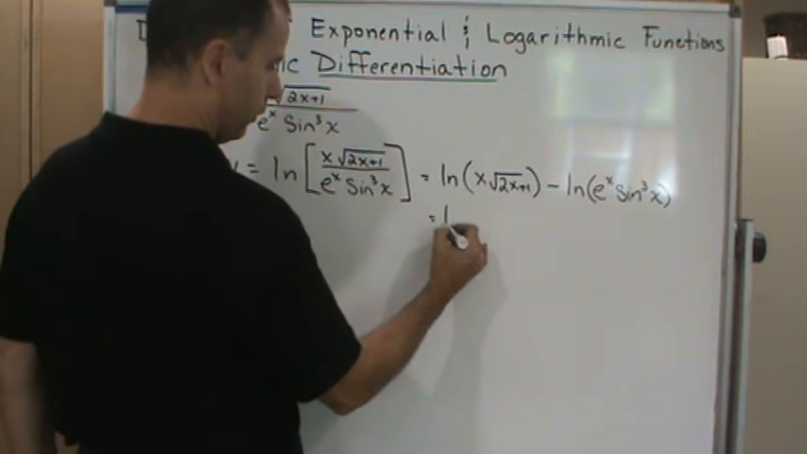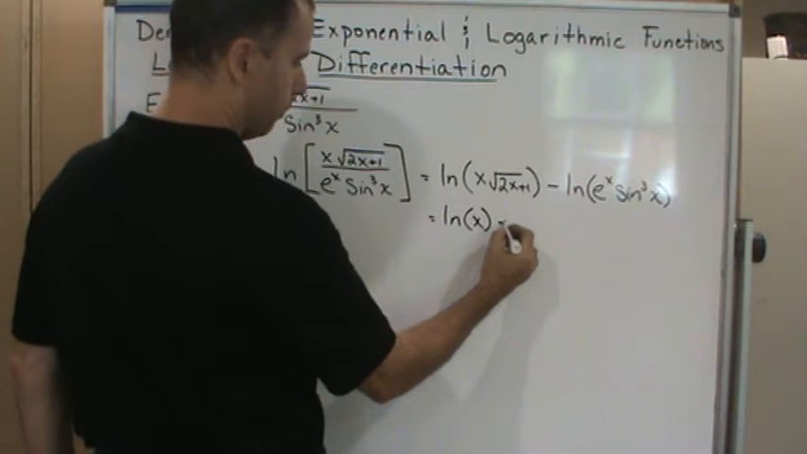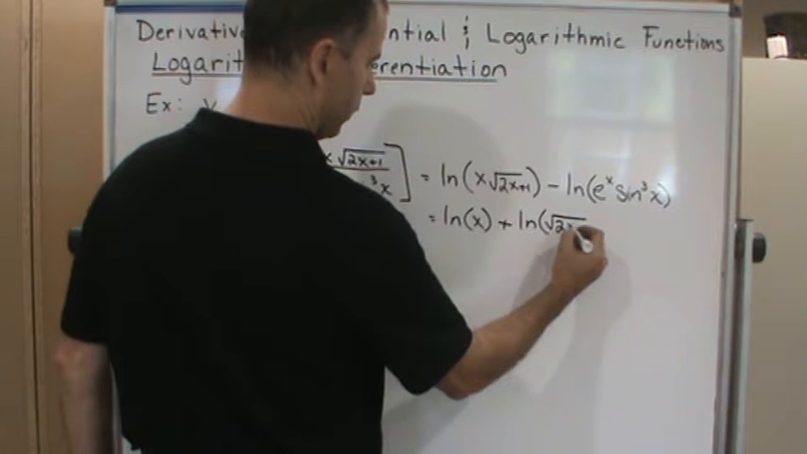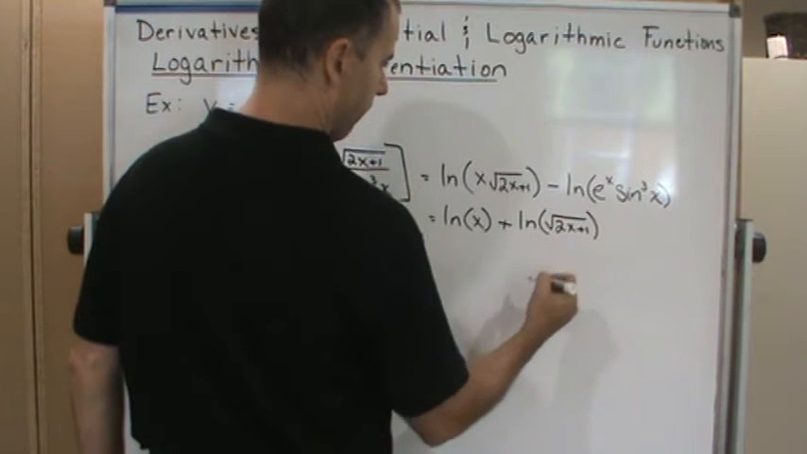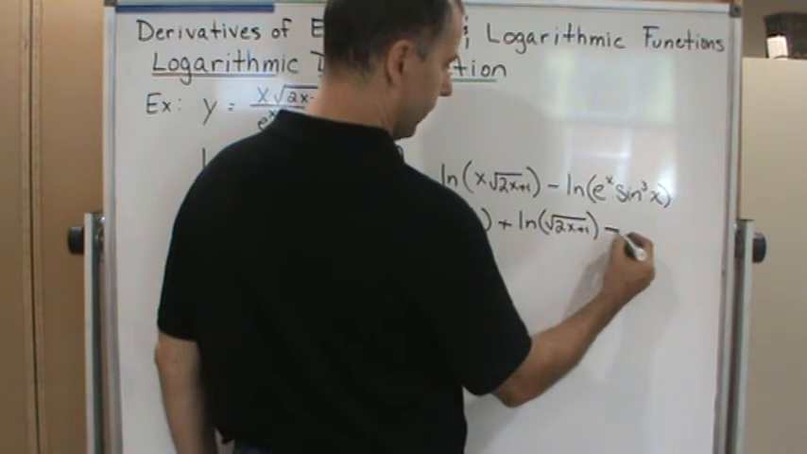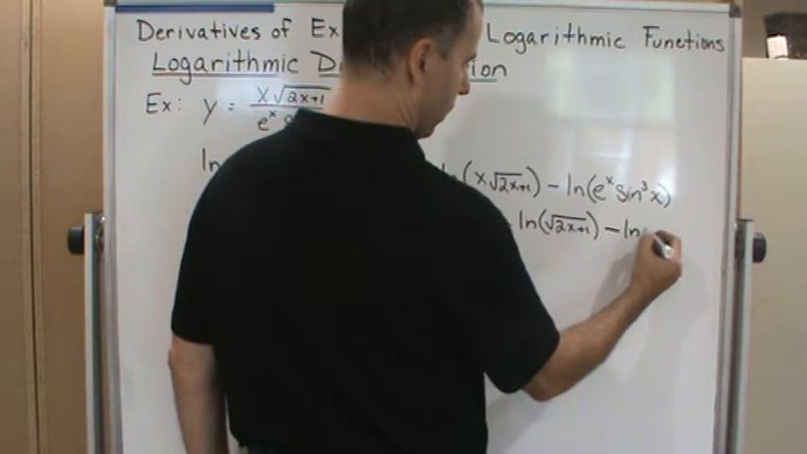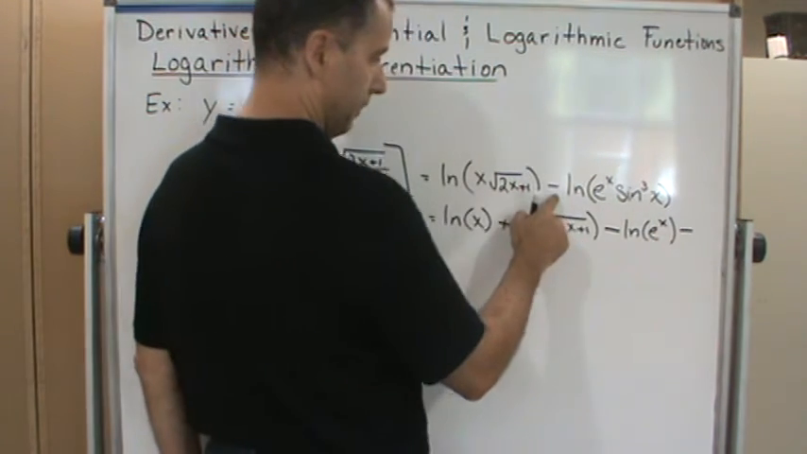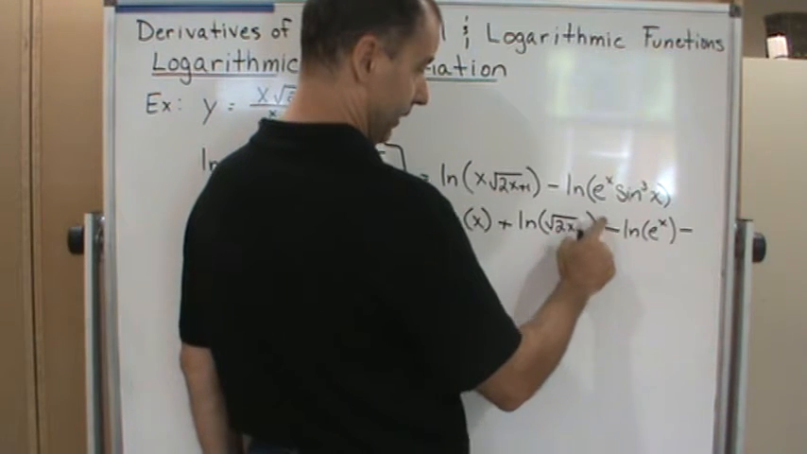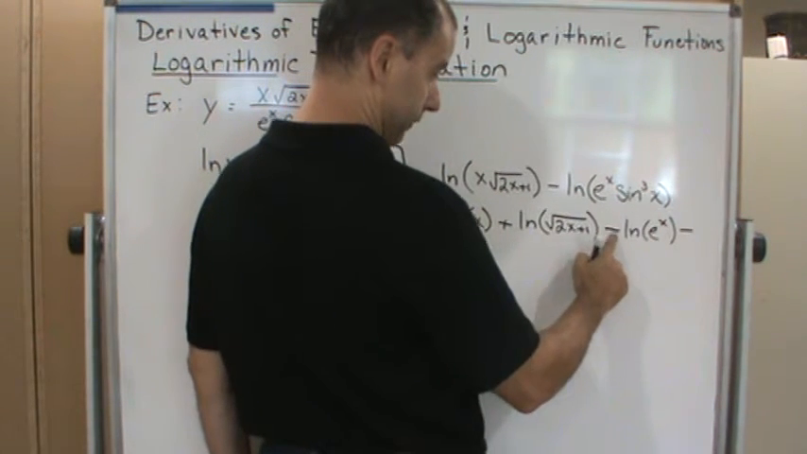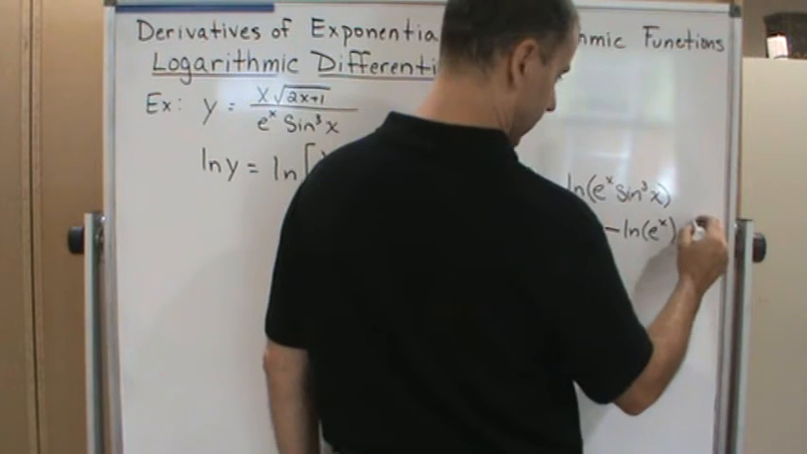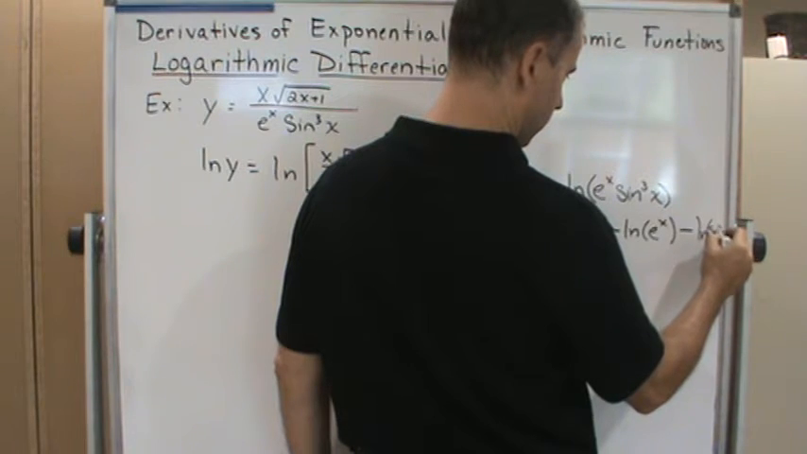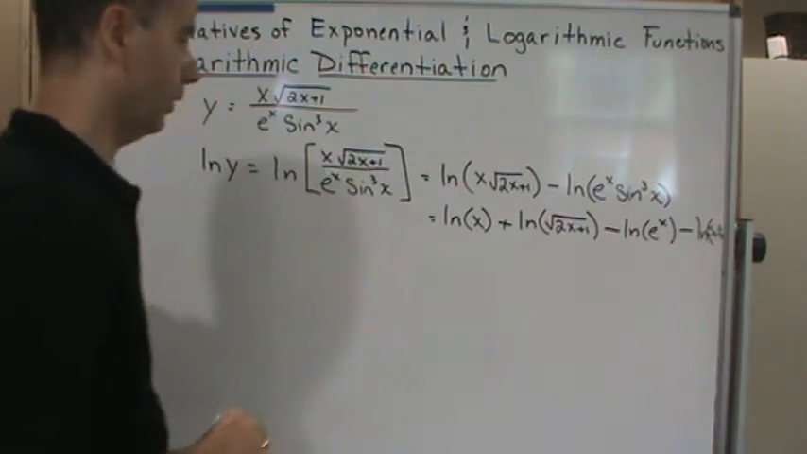Which is then going to equal the natural log of x plus the natural log of the square root of 2x plus 1 minus the natural log of e to the x minus, again, because I'm subtracting this whole thing, this is going to be a sum, so I've got to distribute the negative sign, and so I'm going to get the natural log of sine cubed x at the end here. Okay?